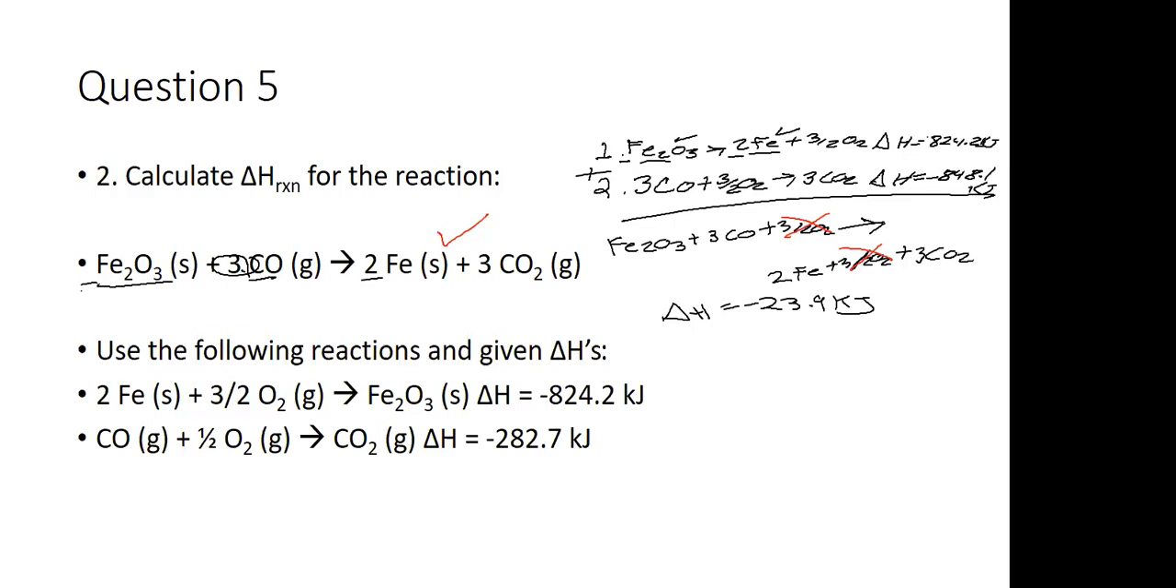Yeah, like I said, I always think of this like a puzzle. I have two separate equations here. How do I manipulate them so that when I combine them together, I get this one equation back out? And the idea is whenever you manipulate one of these equations, whatever you do, do I flip the arrow? Do I multiply? Do I divide? You just have to do the same thing with delta H. If you flip the equation, the sign of delta H changes. If you multiply the equation by some number, you multiply delta H by that number. If you divide the equation by some number, you divide delta H by that number.